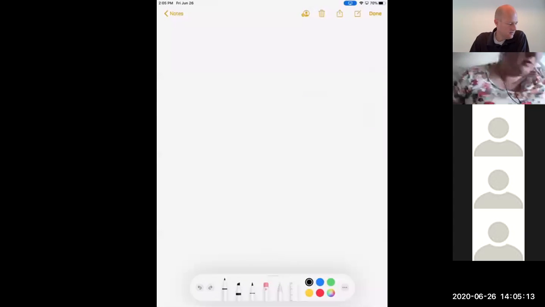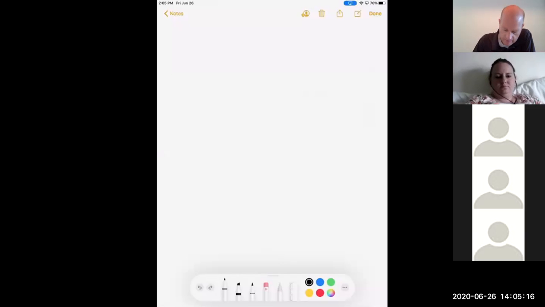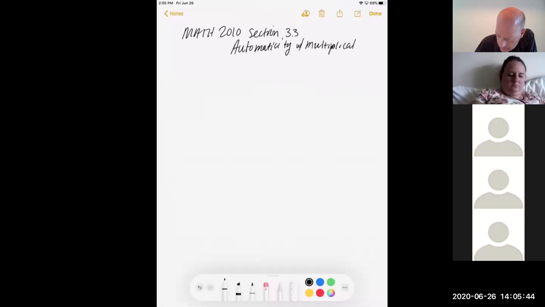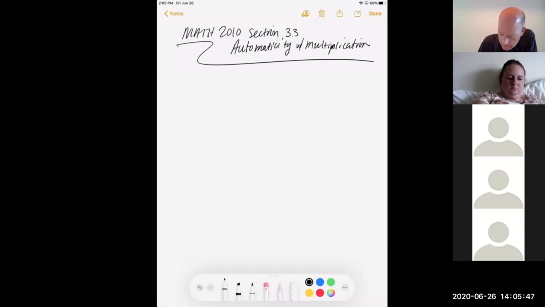Okay, so what we have is, let's go ahead and have people, let's see. So we call this the 2.3, it's automaticity. And multiplication. All right. I'm just going to kind of go through some of the tables that we have here.